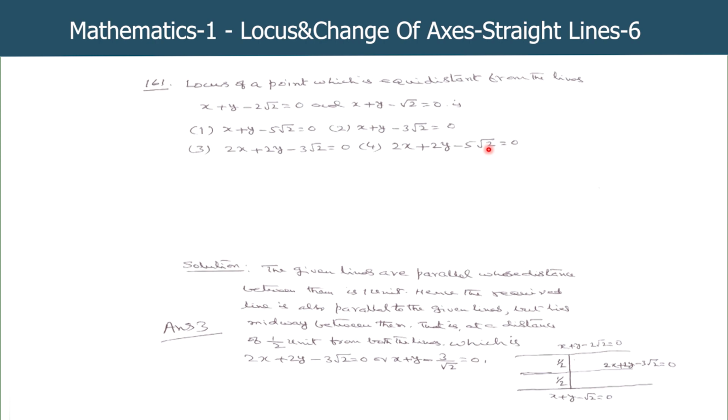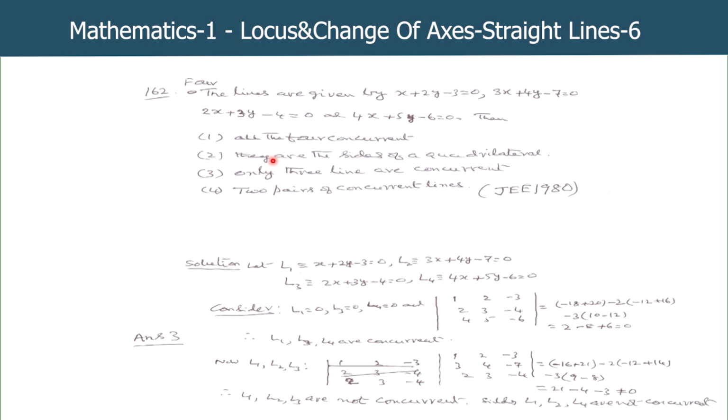So, now again the two given lines are parallel lines and the distance between them is 1 unit. So, the required line must be midway between the two lines and parallel to the two lines. That means the required line is at a distance of half unit from both the lines, which is nothing but 2x plus 2y minus 3 root 2 equal to 0, or x plus y minus 3 by root 2 equal to 0. So, the correct option is option number 3.